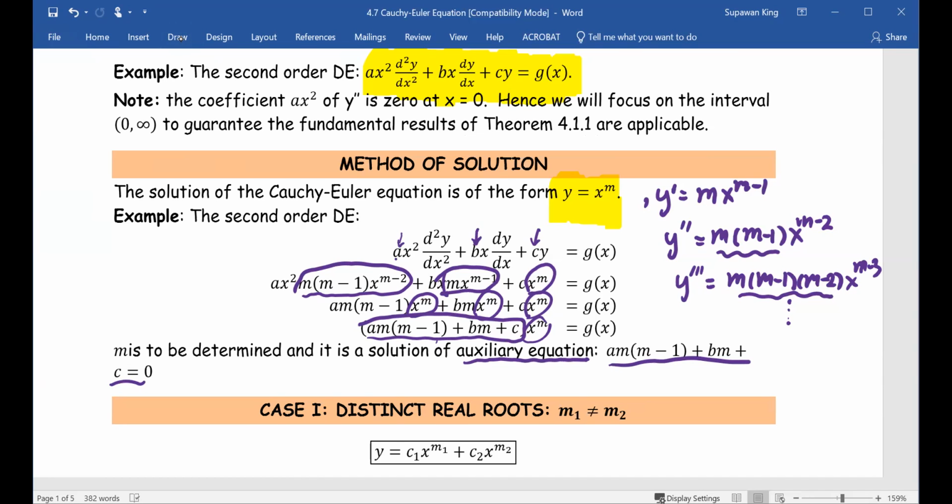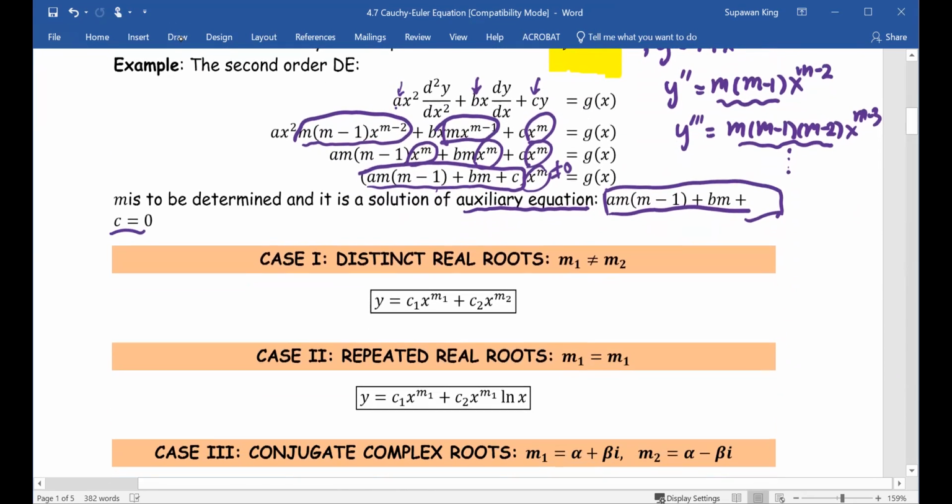And m is the power, some number that we can find by solving this equation. With the zero product property, x to the power m should not be zero. Otherwise, if x is 0, what happens? It's a trivial solution, nothing to do with that.